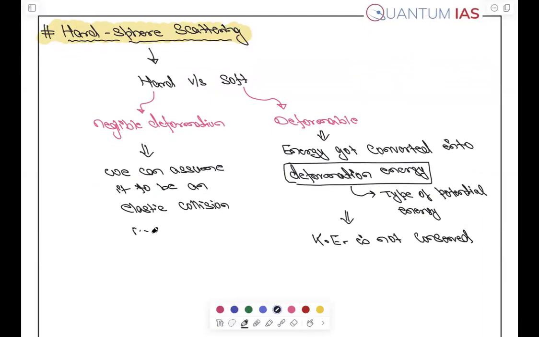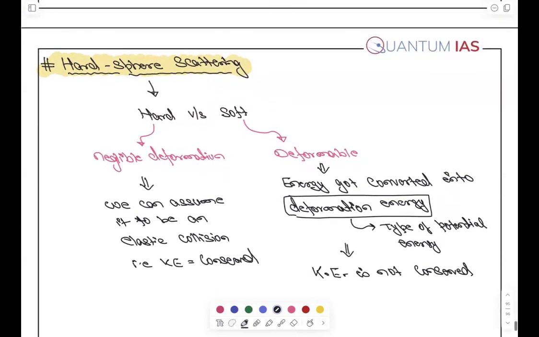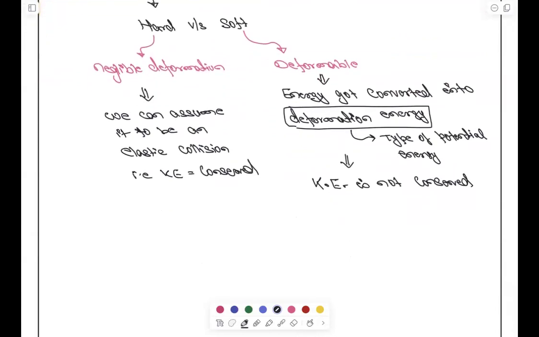That is, kinetic energy is conserved. When you write like this in the examination, it means soft versus hard, which I have already taught you. But when you are doing the hard sphere, you will be considering a hard sphere that is not deformable, meaning the kinetic energy will be conserved and the collision will be elastic.